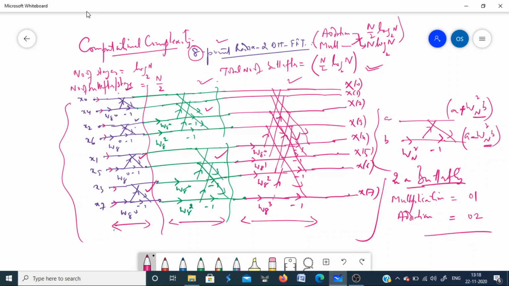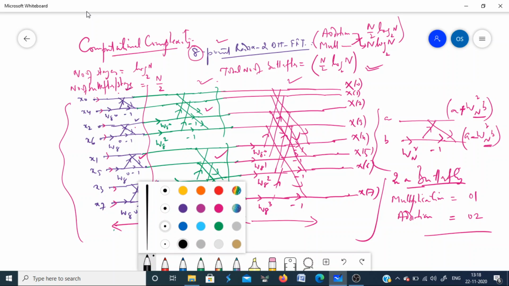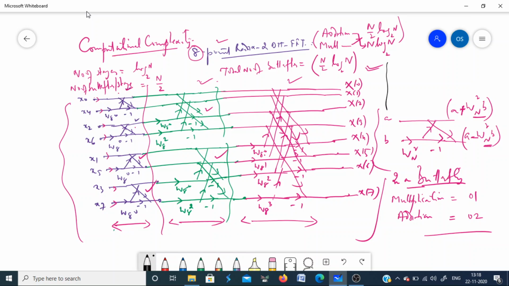So if you compare, if n is 8, you compute an 8 point DFT. Using direct computation and using radix 2 FFT, how many multiplications will be used? In direct computation it is n square, that is 64. In the radix 2 algorithm, the number of multiplications is n log n. So n by 2 is 4, into log of 8, that is 3. We have only 12.